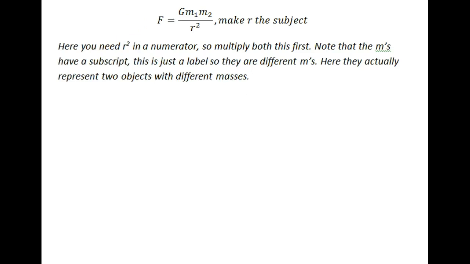So let's have a look what happens when we multiply both sides by r squared. The r squared on this side cancels down to 1 and leaves G m1 m2. And next to the F we have r squared.